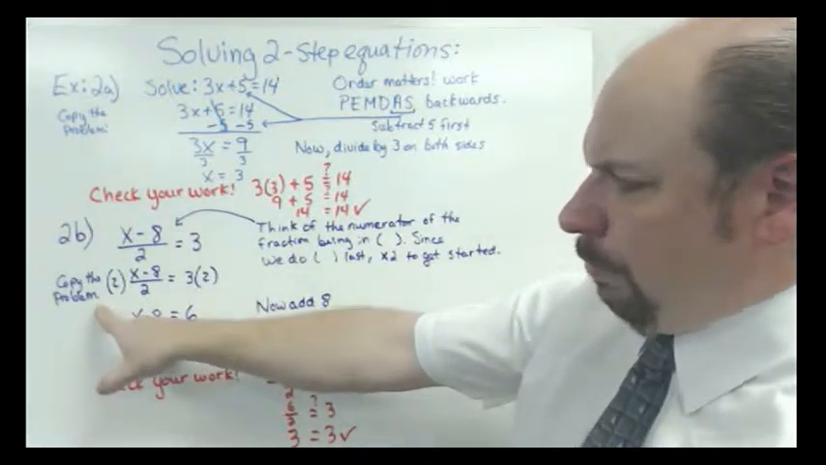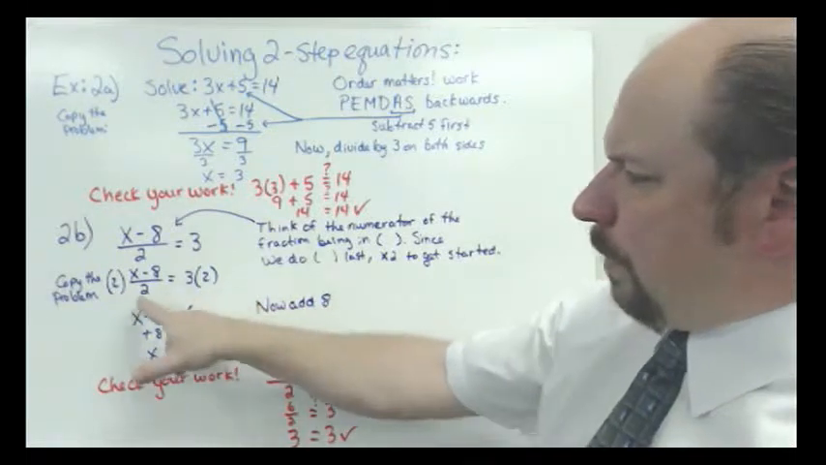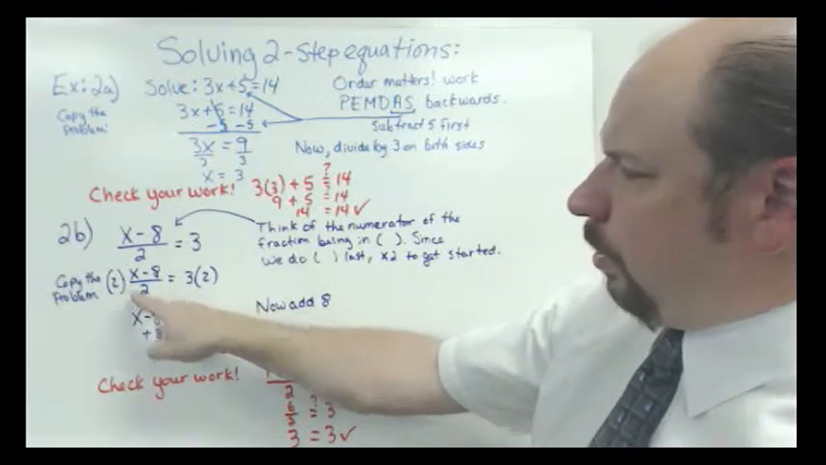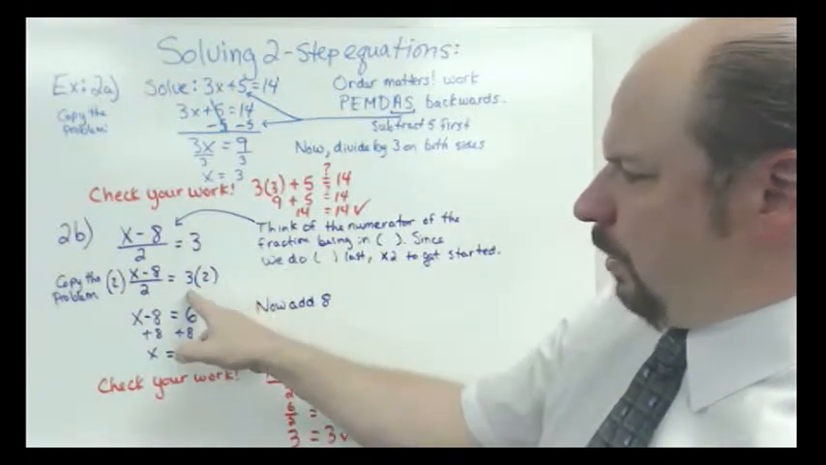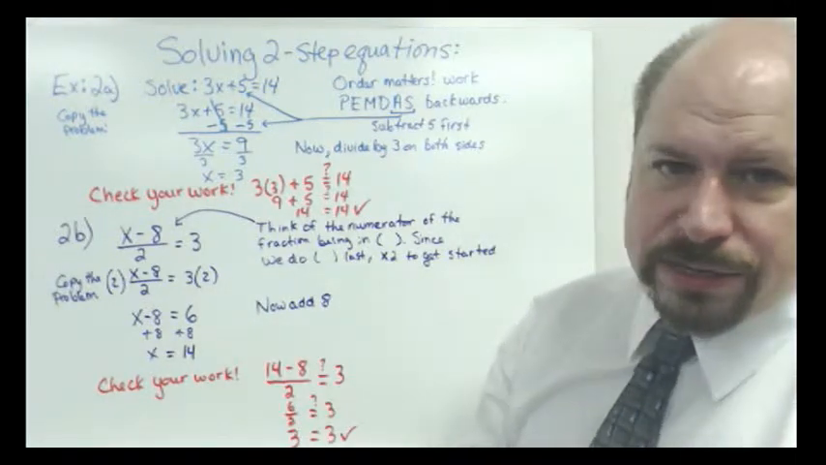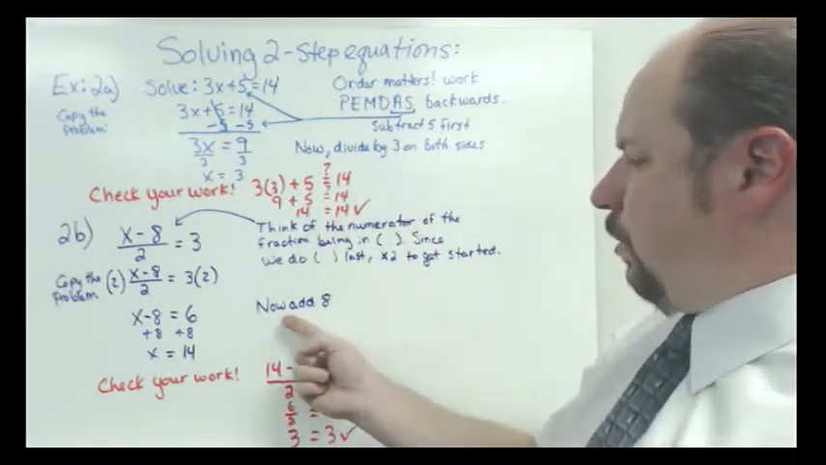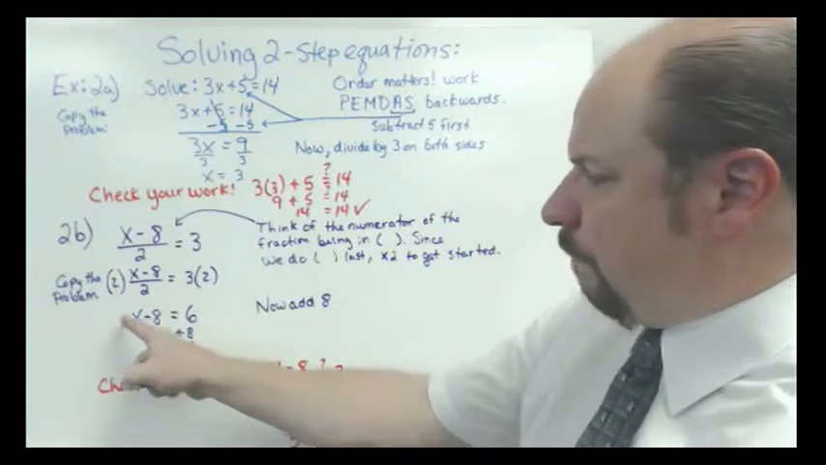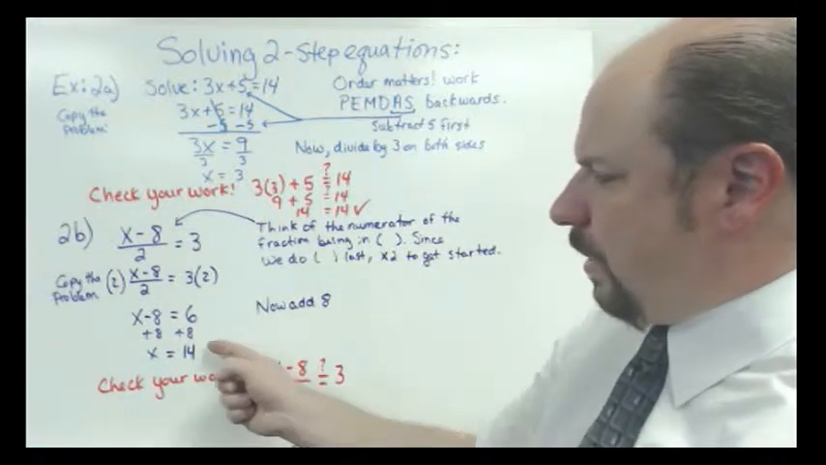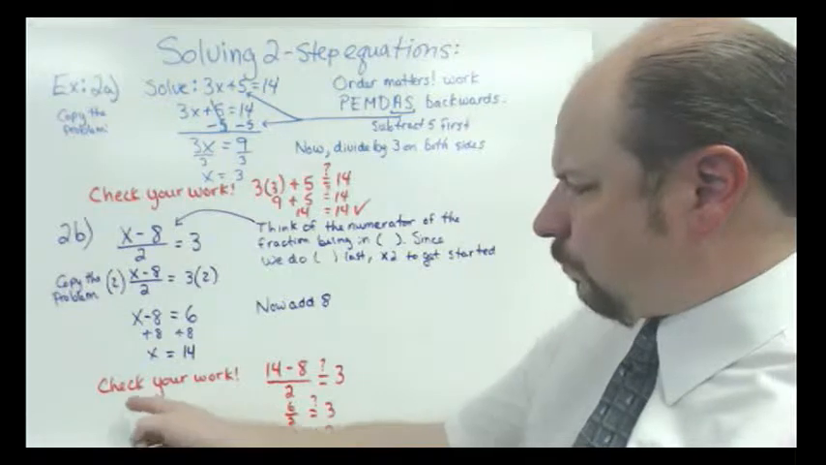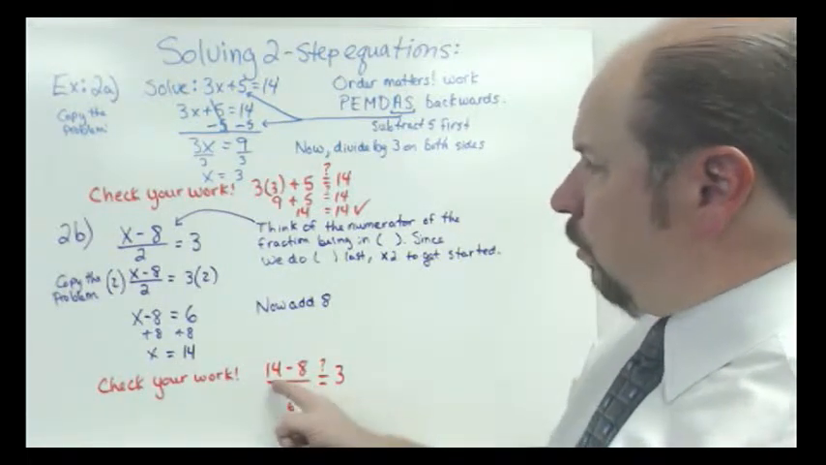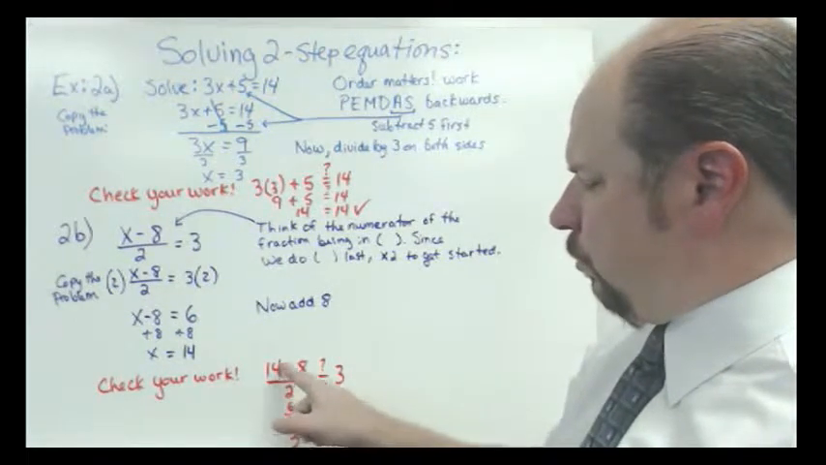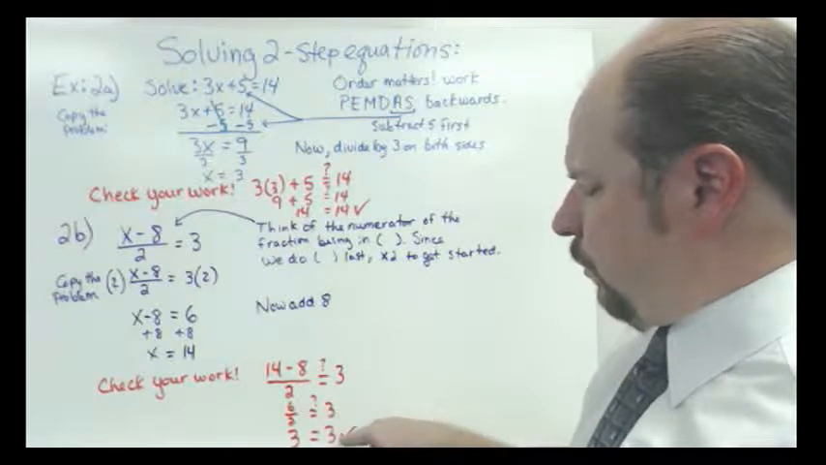So first, copy the problem. And then multiply both sides by 2. So if we cross cancel here, we would end up with x minus 8. And on this side, 3 times 2 does give us 6. And now we can go ahead and do the addition. Since this is all by itself now, we can drop the parentheses. And we add 8 to both sides. So we get x equals 14. Okay, so check your work. If we put in 14 minus 8 divided by 2, well, that's 6 divided by 2, which does equal 3.